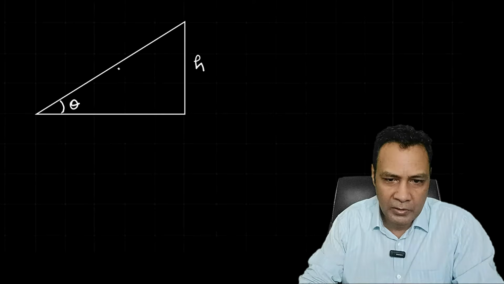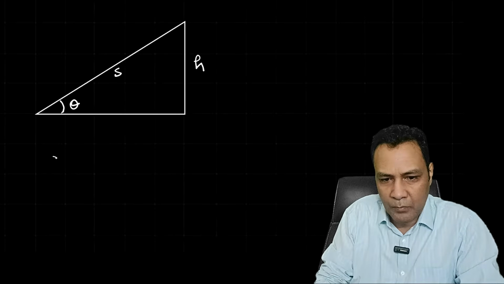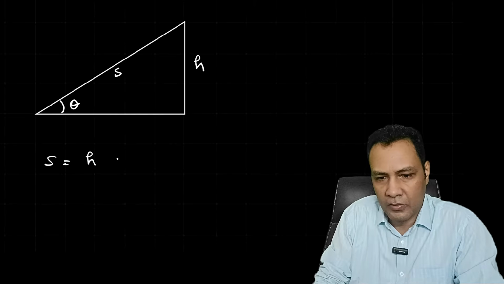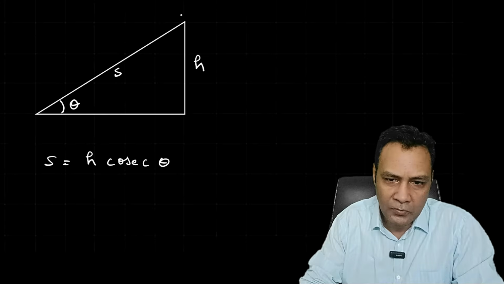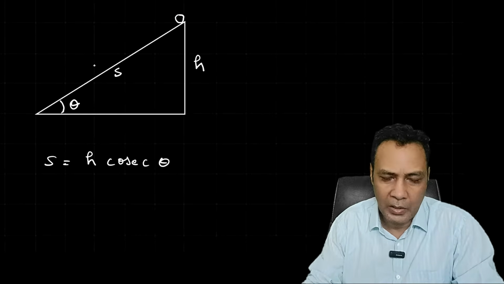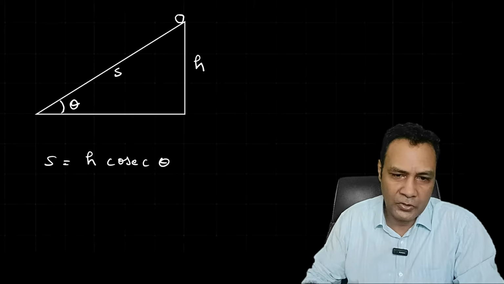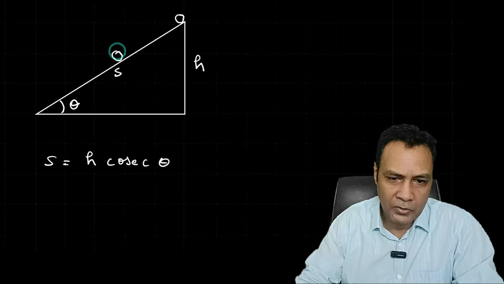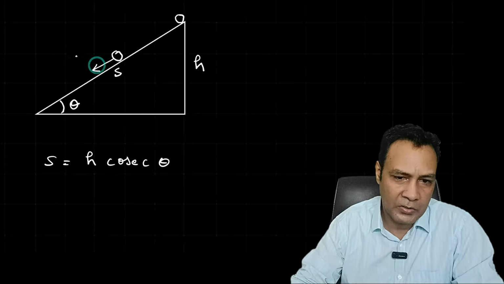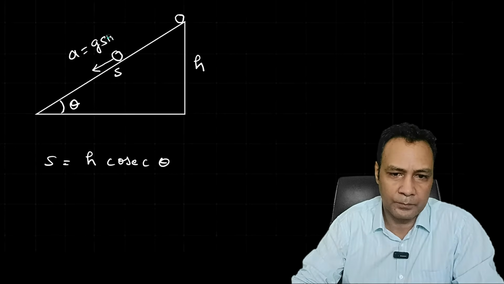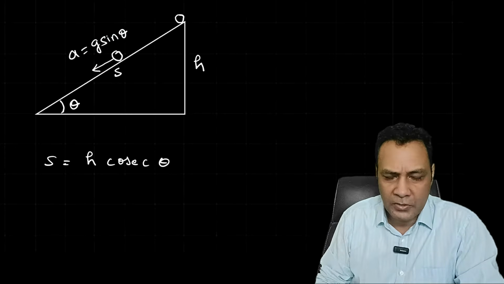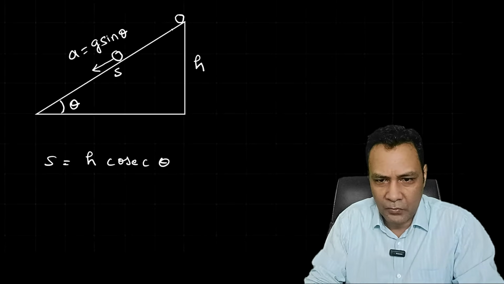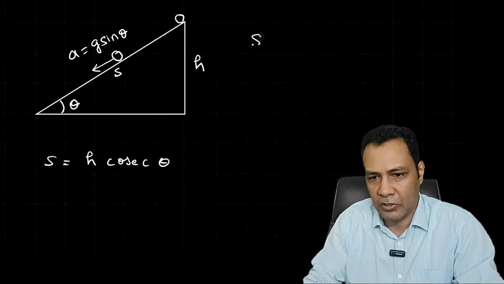So the length of this incline, s, will be simply s = h cosec theta, and the particle is released from the top from rest. I have to tell how much time it will take to reach the bottom. Down the incline it is a smooth surface, so acceleration would be simply a = g sin theta. If the time taken is t, I can use the second equation of motion from top to bottom, so that s is equal to, starting from rest, half a t square.